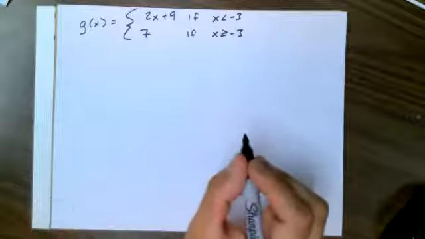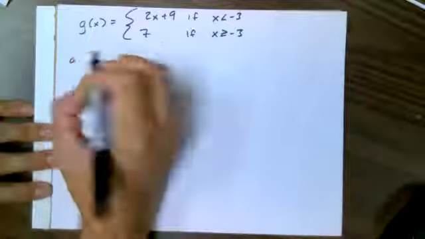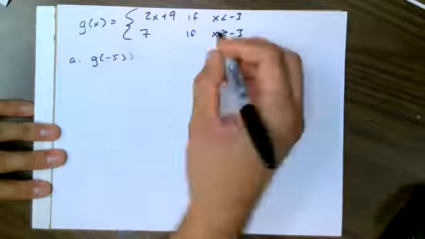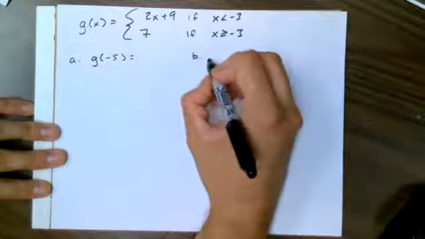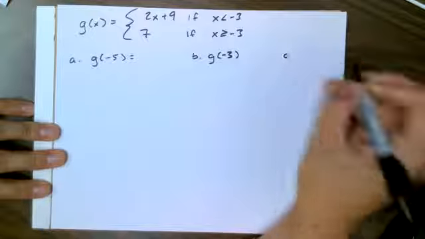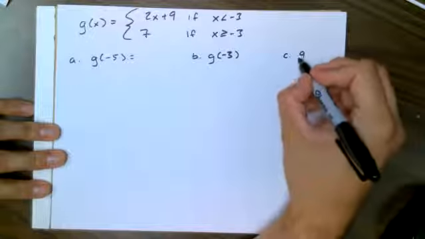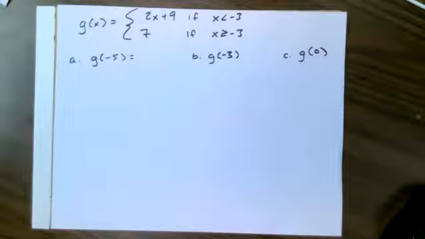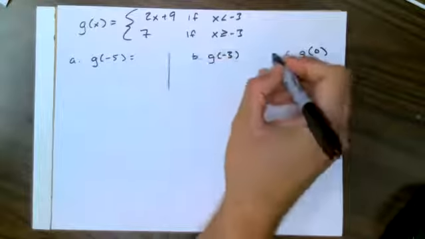So let's see here. I'm going to give you kind of an ABC. A, I want you to find what's g of negative 5. B, what's g of negative 3. And C, I'm running out of room. What's g of 0? Okay? So let's look at this. Split it up kind of this way.